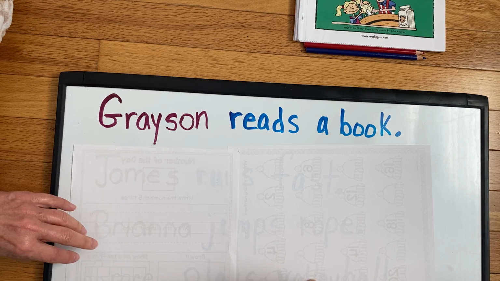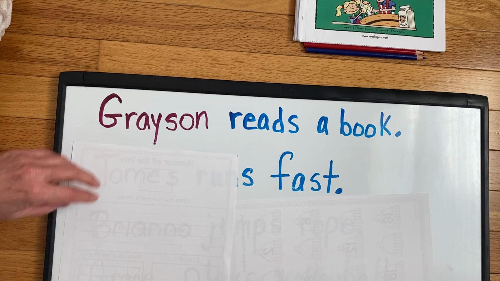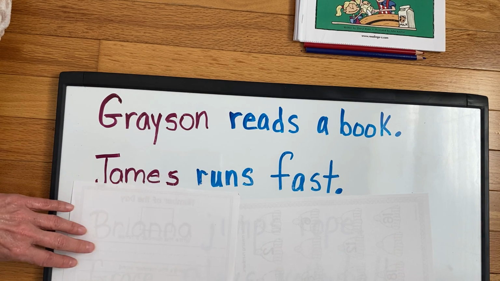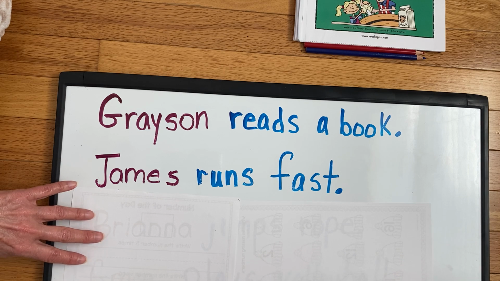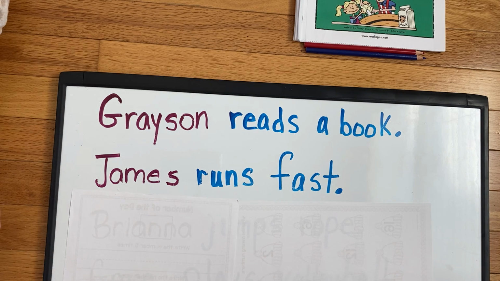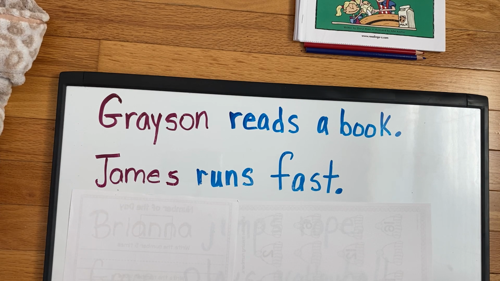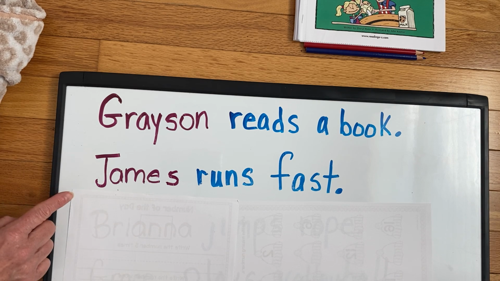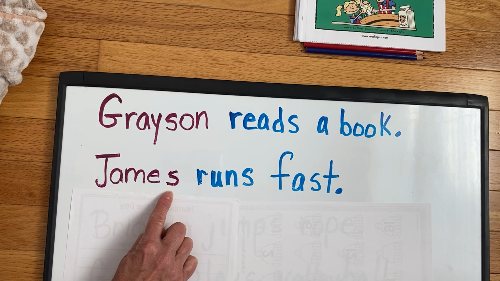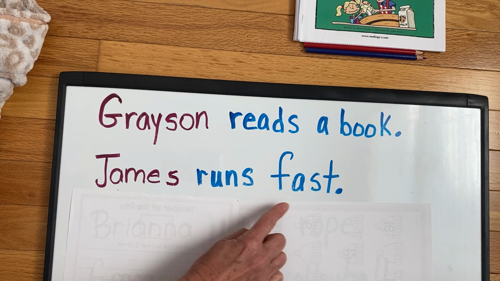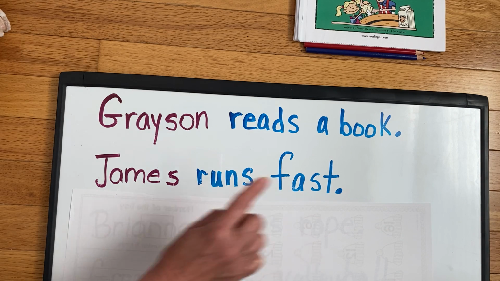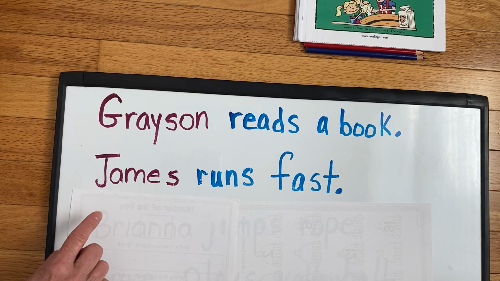Okay, let's go to the second sentence. And I bet you're gonna recognize this name. It starts with a J. That's right, James. So Miss Pam's gonna read this sentence to you, and then we'll talk a little bit about the naming part and the telling part. James runs fast. Read it with me.